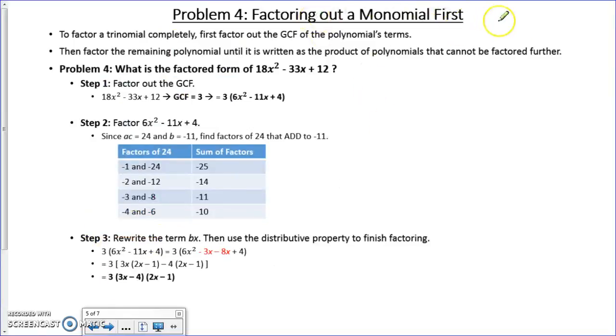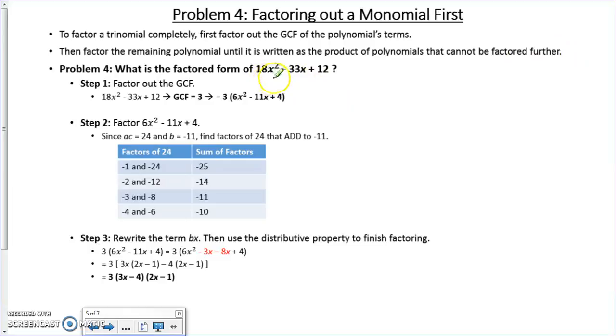Factoring out a monomial first. So just like when we were factoring trinomials, we were looking for the GCF. You can do the same thing here with factoring trinomials. You want to look for the GCF, then factor the remaining polynomial until it is written out as the product of polynomials that cannot be factored any further.